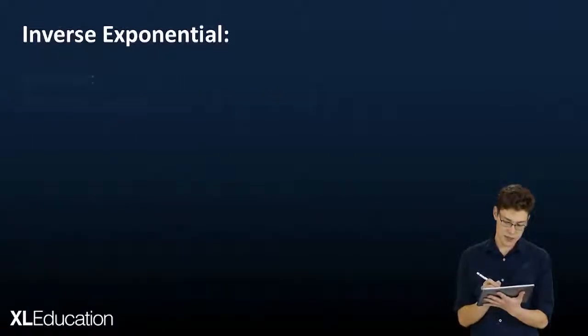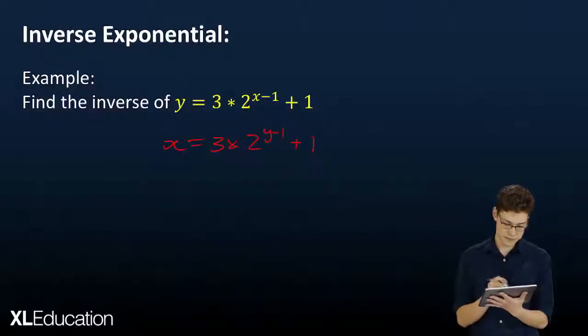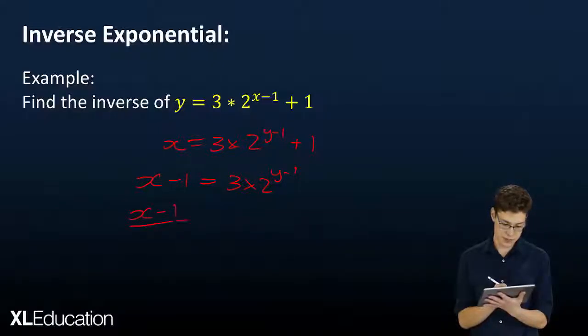I take that plus 1 over, and that's going to be x minus 1 is equal to 3 times 2 to the y minus 1. Divide both sides by 3. x minus 1 over 3 is equal to 2 to the y minus 1.